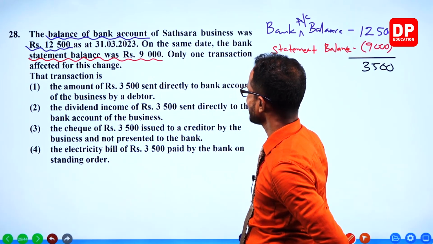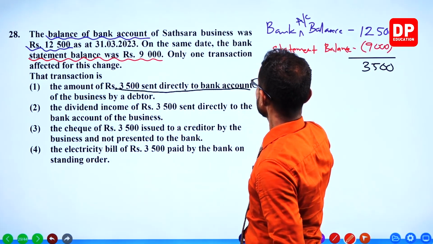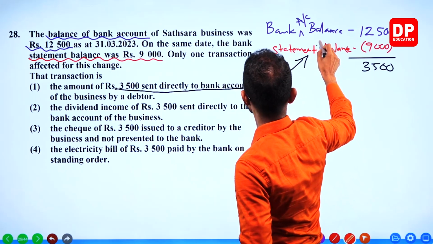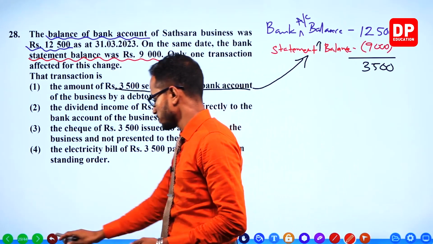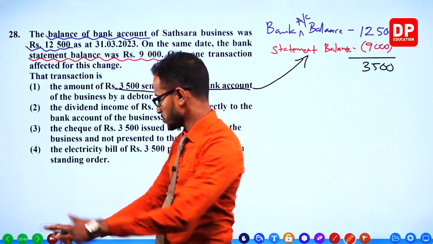An amount of 3,500 sent directly to the bank account. Then this 3,500 is going to the bank account, then it is getting added, so the statement balance should be higher. But that is not the case. It is lower. So that is not the answer.